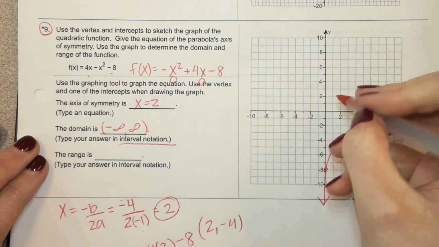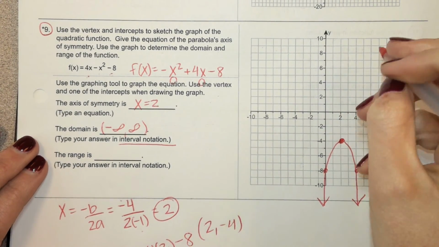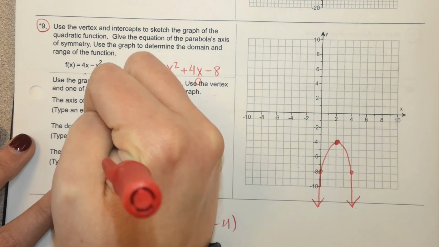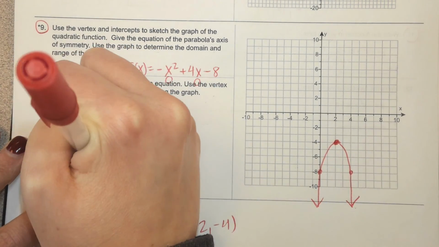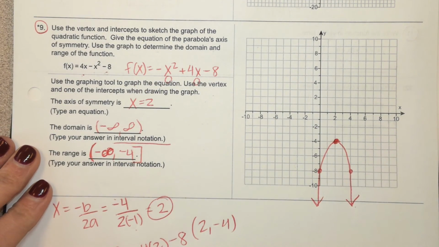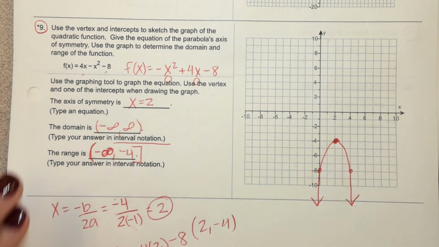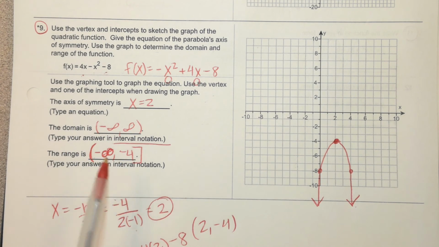The range, let's see, we have a max, okay? So it's going to be below my y value, so that's going to be negative infinity to negative 4, parentheses with the negative infinity, and bracket with the negative 4. Okay, you can do that exact same thing on your problem, follow that exact same pattern. Even if you're struggling with the interval notation, you can match my pattern here, as long as you find the vertex and get it on the graph correctly.